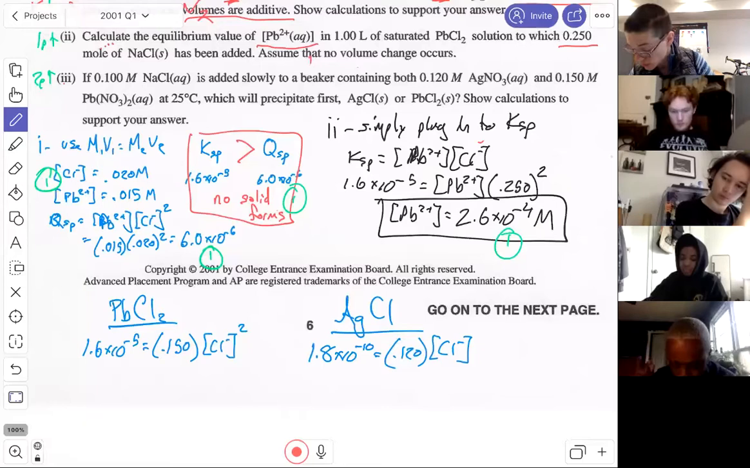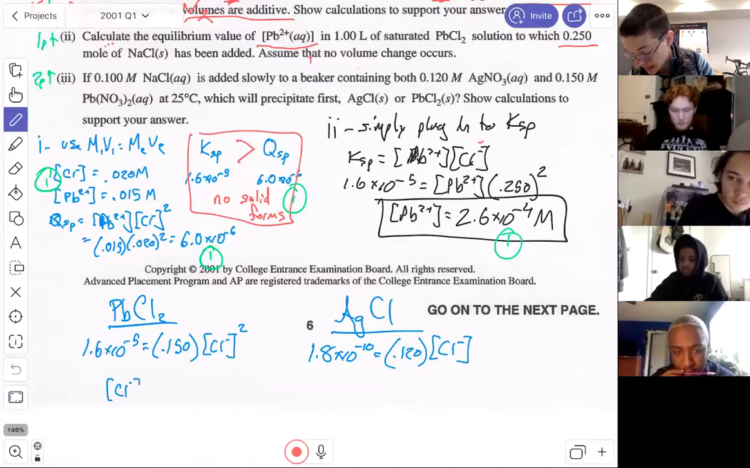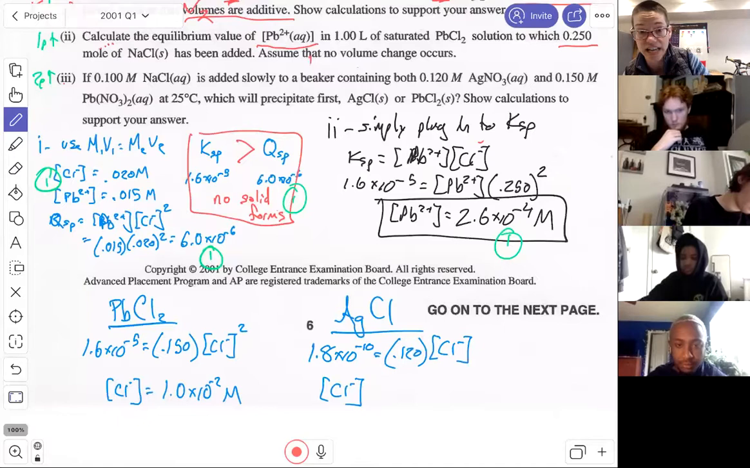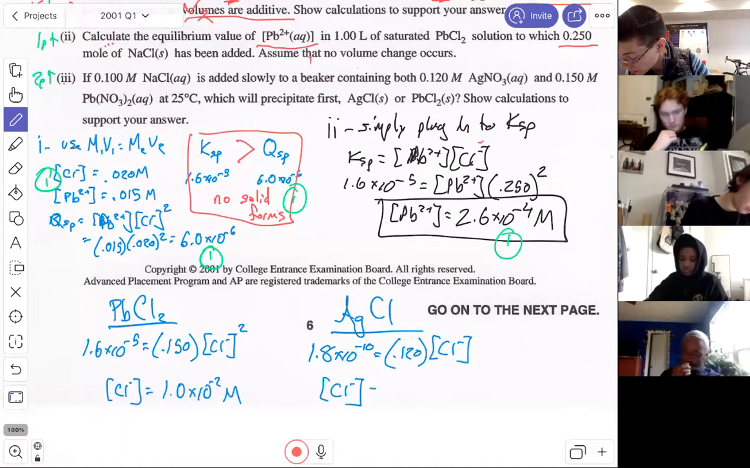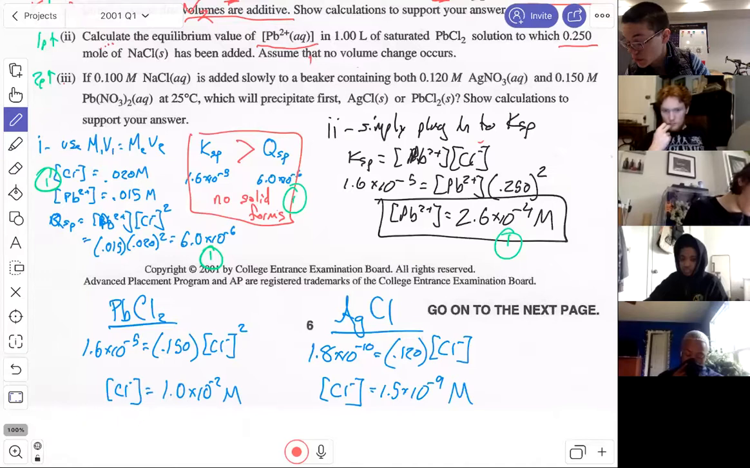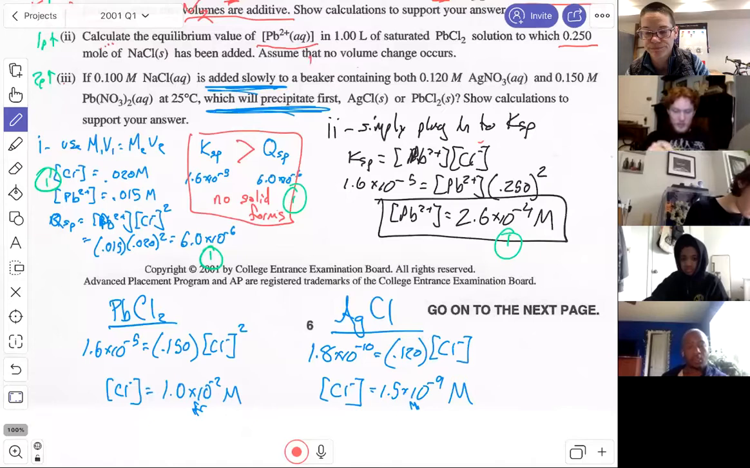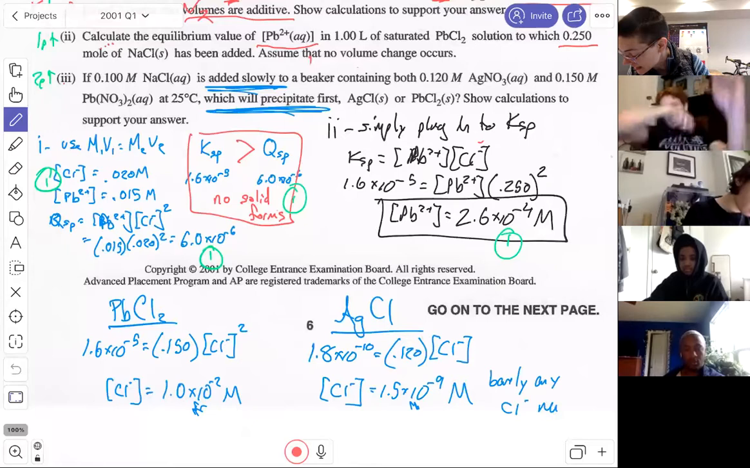So you can solve for both of these for the chloride ion and say, okay, how much chloride is needed to make a solid. If you do that for the PbCl2, you get 1.0 times 10 to the negative second. And if you do it for the AgCl, you get 1.5 times 10 to the negative ninth. So if it wants to know which one will precipitate first, I am adding it slowly, so think drop by drop. Looking at these two values, which one is going to make a solid first? AgCl, because it barely requires any, right? So barely any chloride needed to make a solid.